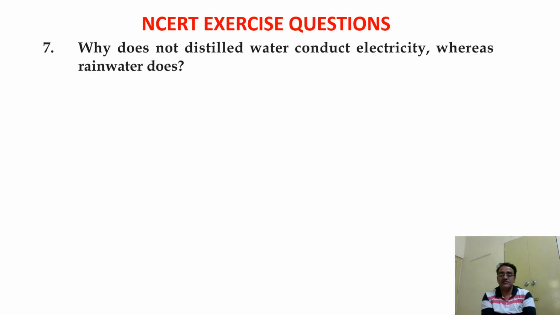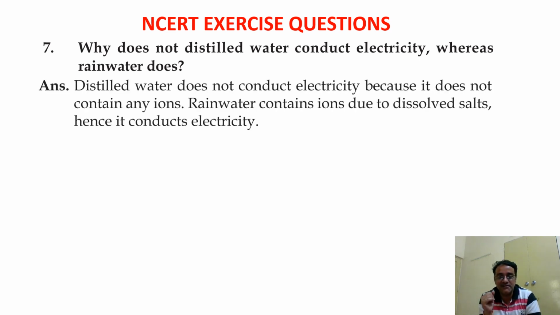Now we'll move towards the seventh question. Why does distilled water not conduct electricity whereas rainwater does? Distilled water does not conduct electricity because it does not contain any ions. Rainwater contains ions due to dissolved salts, hence it conducts electricity. So this is the answer. You can go through it.